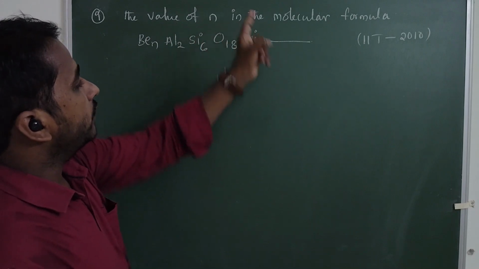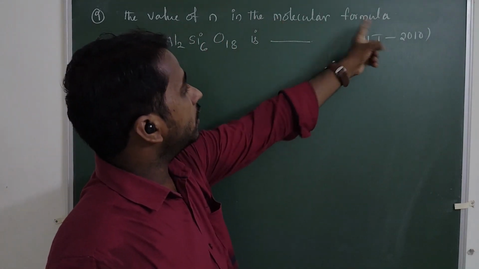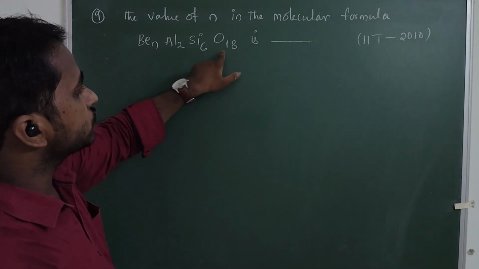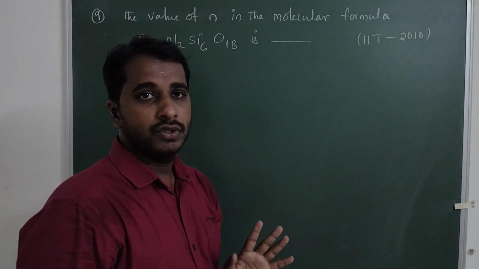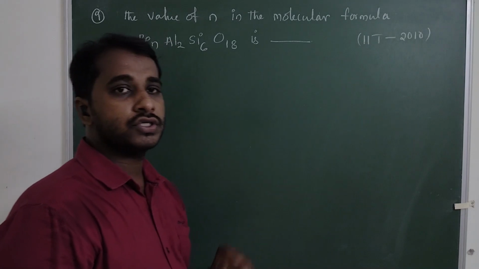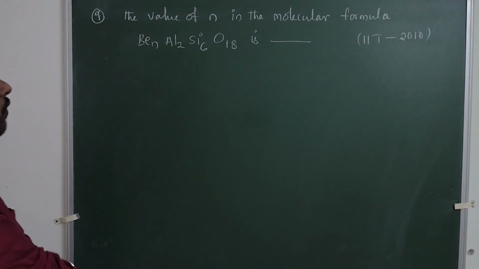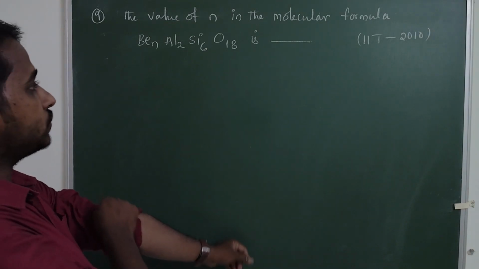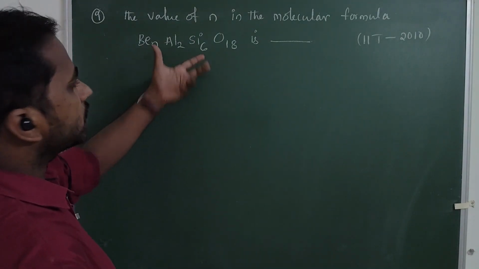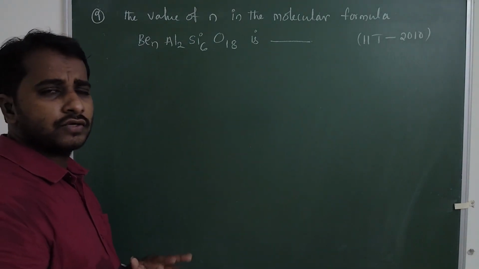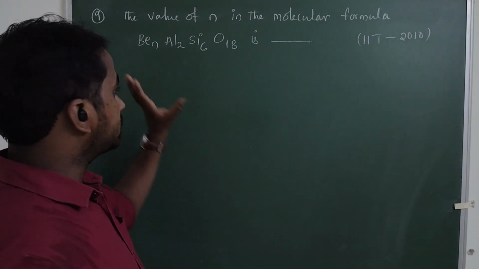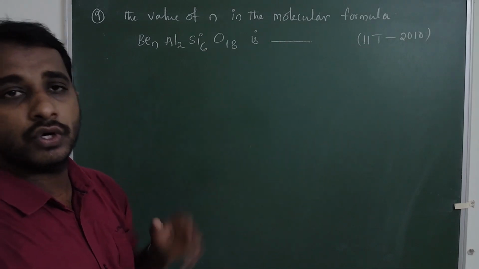Here we have a question. The value of n in the molecular formula BenAl2Si6O18 is? So here they give an integer type question in the advanced mode. They ask us to calculate n. In this case, the molecule is in the neutral form, so we can equate the charge, or the oxidation states, of this molecule to 0.